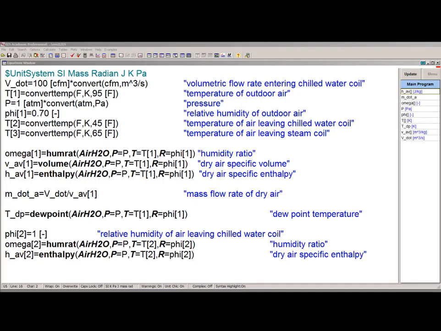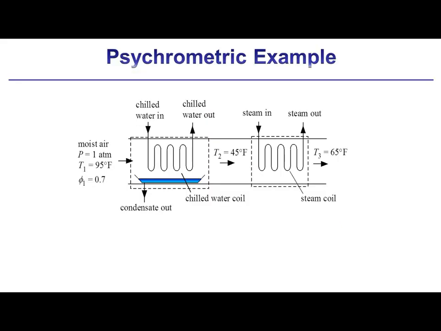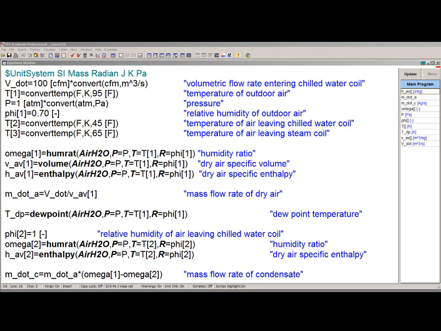So the state of the air leaving the chilled water coil is specified again by 3 properties, in this case pressure, temperature, and now the relative humidity has to be 1. So the humidity ratio and the dry air specific enthalpy here at state 2 can be obtained using the EES functions humrat and enthalpy. The mass flow rate of condensate that is forming in the chilled water coil can be obtained by carrying out a water mass balance on the chilled water coil. So that's shown here. We have the condensate is equal to the mass flow rate of dry air times the change in the humidity ratio.